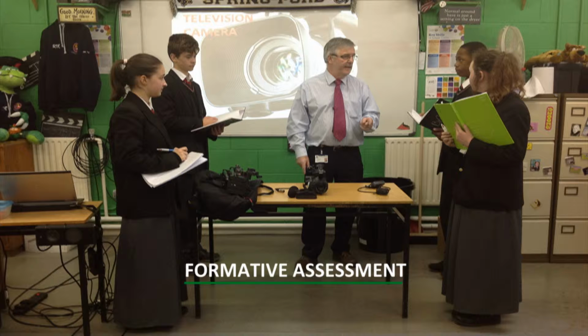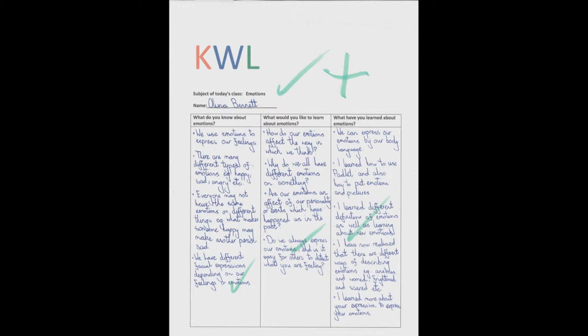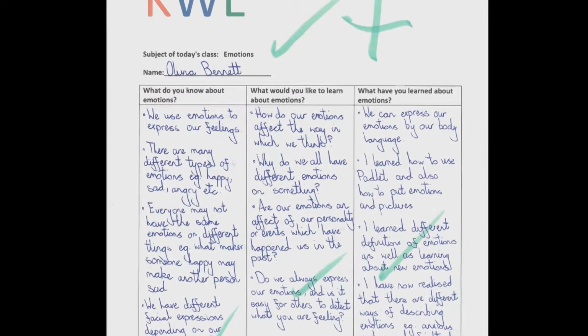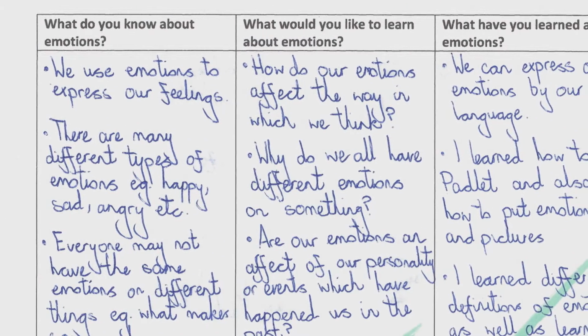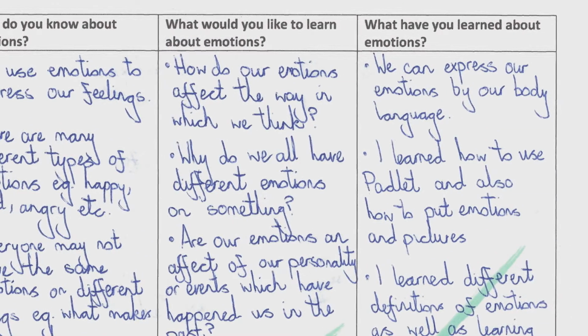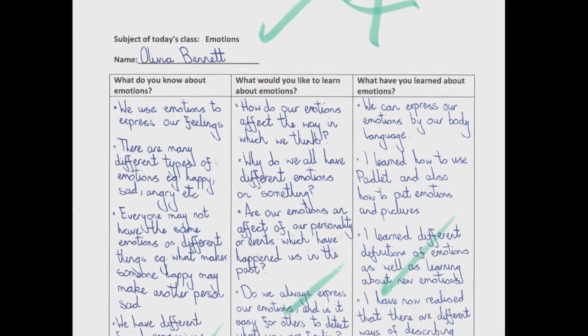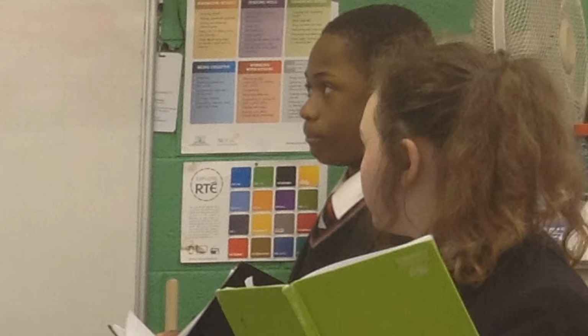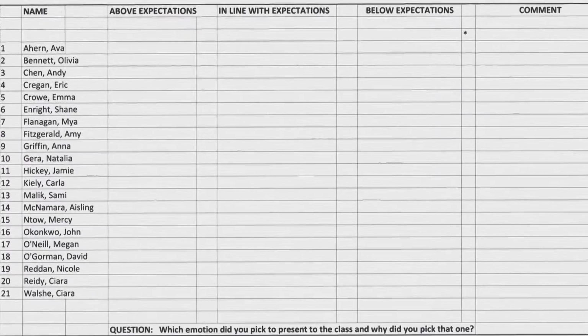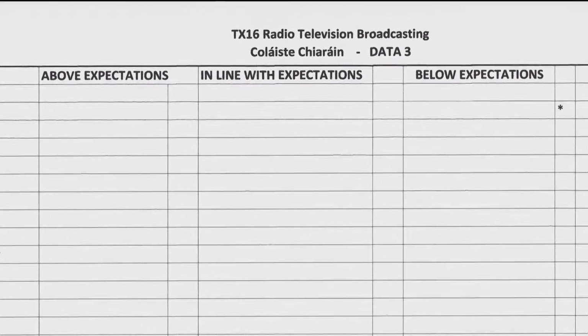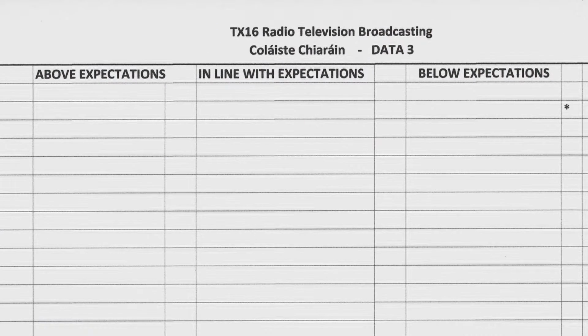Formative assessments would include the following. KWL. The students would identify what they already know about emotions, what they would like to know about emotions, and also what they have learned in class about emotions. Prior to the presentation to the class, the student would discuss the choice of emotion to be presented to the class and also why they choose this particular emotion. This would allow the teacher and the student to assess at what stage of understanding the student is.